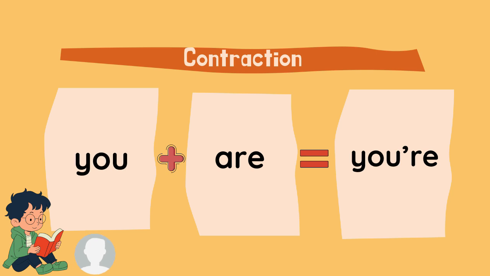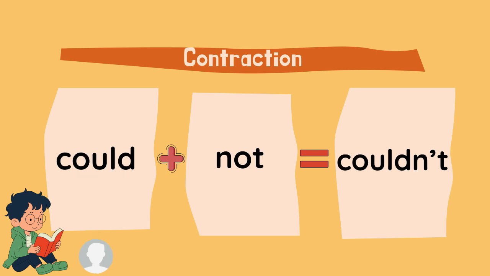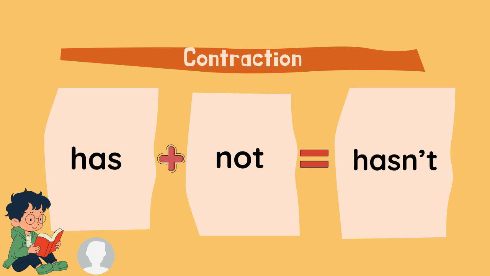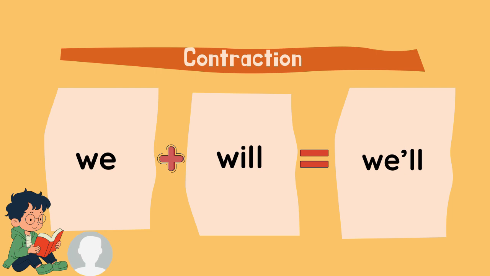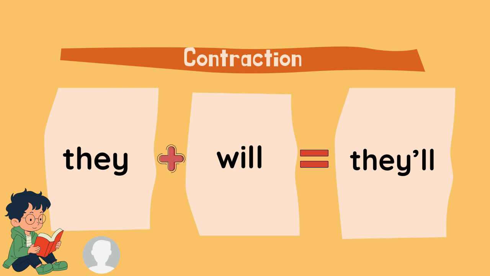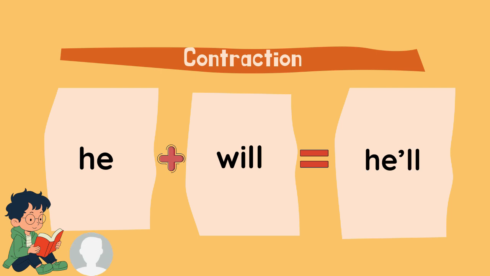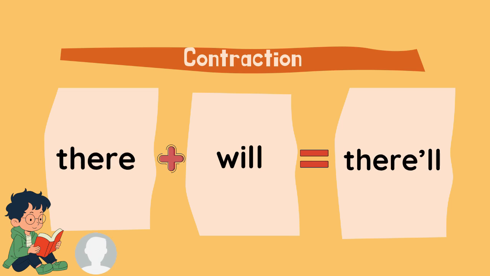You are, you're. Could not, couldn't. Has not, hasn't. Must not, mustn't. We will, we'll. Who will, who'll. They will, they'll. He will, he'll. She will, she'll. It will, it'll. There will, there'll.